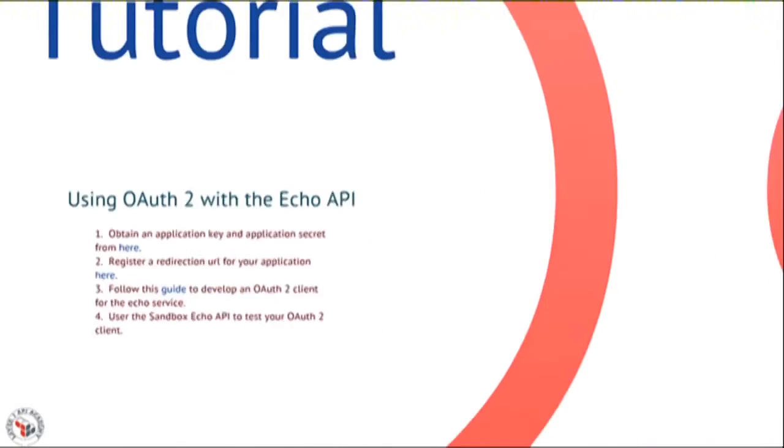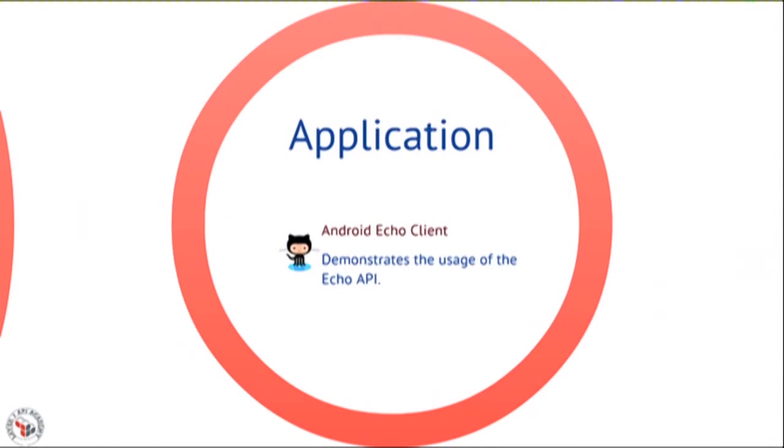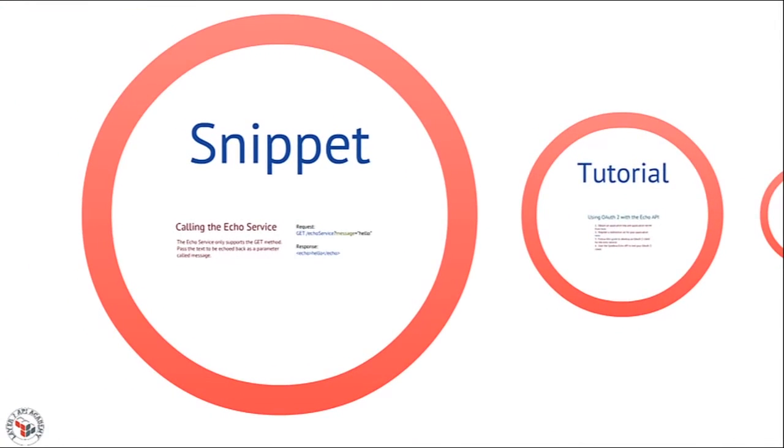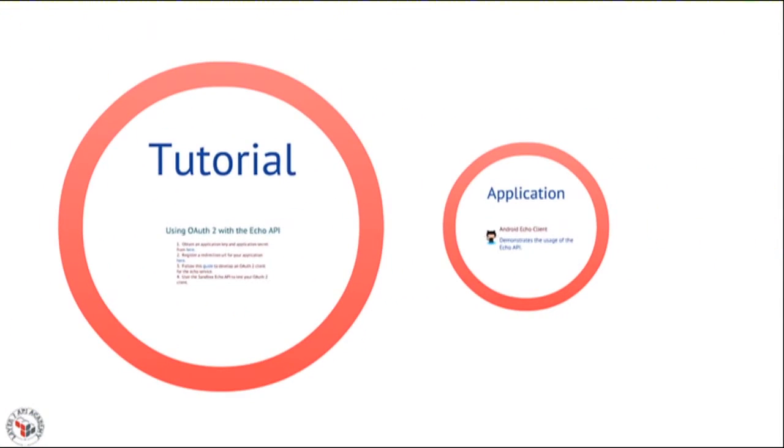And the third type of example is the application example. In an application example, you provide the source code for a full-blown client of your API, demonstrating how different calls might work together and the type of application you can build by leveraging your API. We typically see more snippets than tutorials and more tutorials than applications, and that's normal.